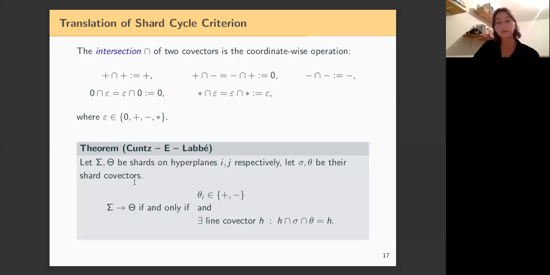Okay, so then what we can show is that you have an arrow between 2 shards if and only if, first, the condition corresponds to this cutting of hyperplanes: one of the covectors has a plus or a minus in the appropriate coordinate. And also, there exists a line covector such that if you take that covector and intersect it with the 2 shard covectors, you get the line covector back out. And this is encoding the part of the dimension of the intersection criterion.